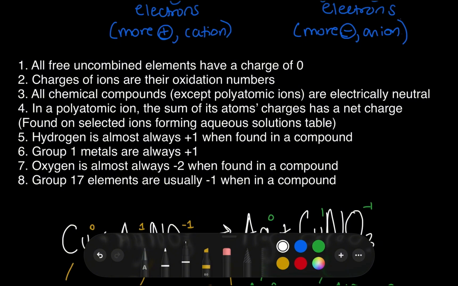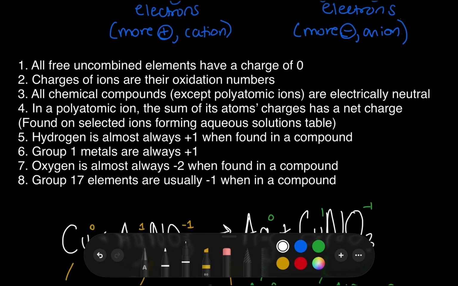And the charge is associated with its oxidation number, which is mentioned in rule number 2, which says charges of ions are their oxidation numbers. Now, oxidation number, or oxidation state, just shows how many electrons an atom loses or gains when it breaks or forms ionic bonds. And it's used to track electrons in a redox reaction and determine what's being oxidized and reduced. Rule number 3: all chemical compounds except polyatomic ions are electrically neutral. The reason being is because the sum of the charges equals 0.